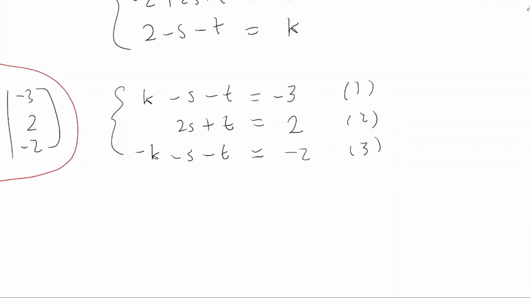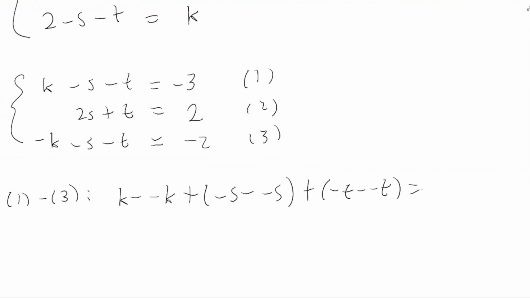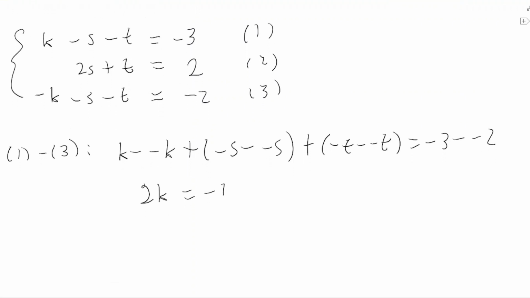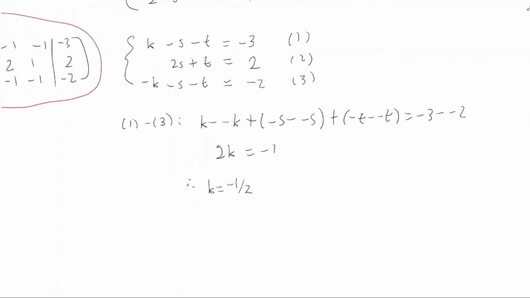Probably what we could do is take equation 1 and subtract off equation 3. So let's see what we're left with. Well, K minus -K, and then I get plus -S minus -S plus -T minus -T equals -3 minus -2. Lots of minuses here. But essentially that just becomes 2K. Everything else goes to 0 with the S's and the T's. And then that equals -1. So hopefully K equals -1/2, sorry. All right, so we've got a K value, which is going to help us a lot.